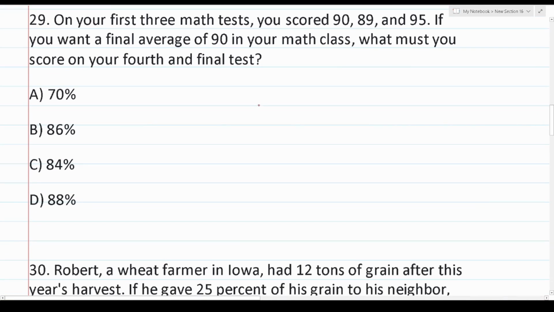All right, number 29 says, on your first 3 math tests, you scored 90, 89, and 95. If you want a final average of 90 in your math class, what must you score on your 4th and final test? So this is a problem regarding mean or averages. And in case it's not obvious, mean is found by summing all the numbers that you're given and dividing that amount by how many numbers there are.